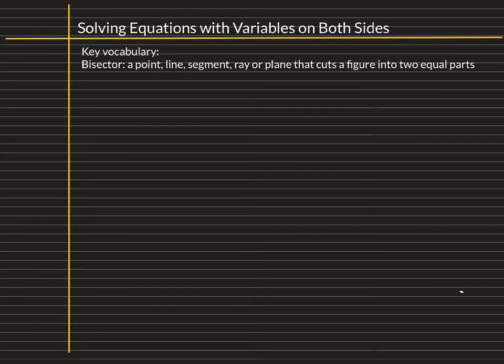In this video, we're going to work on solving equations with variables on both sides. A key vocabulary word we need to recall is bisector. A bisector is a point, line, segment, ray, or plane that cuts a figure into two equal parts.